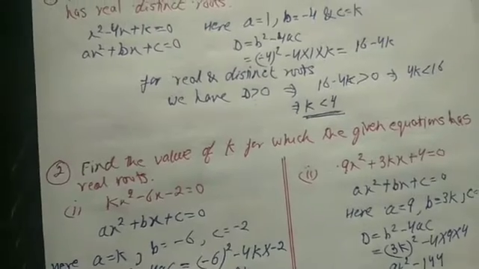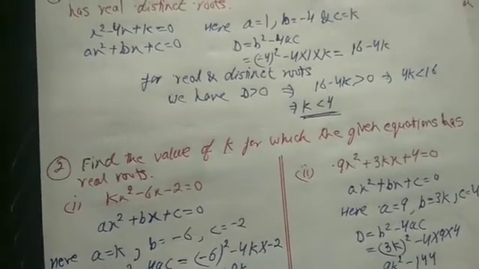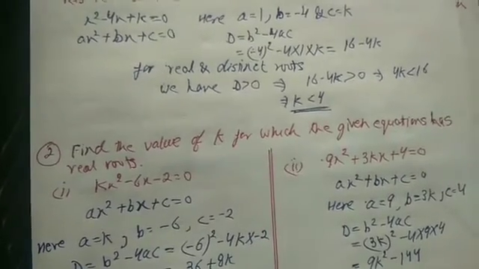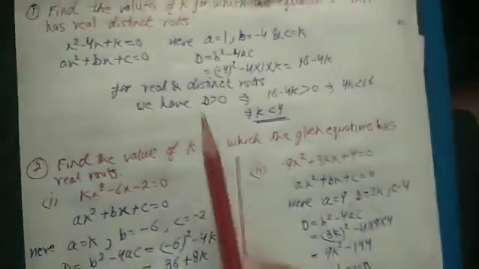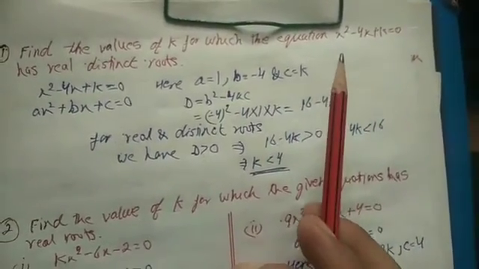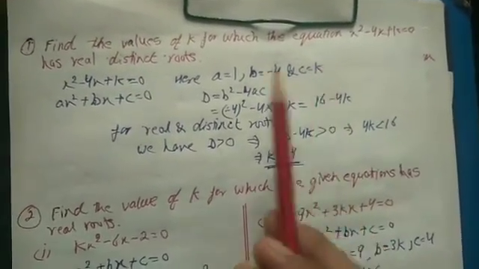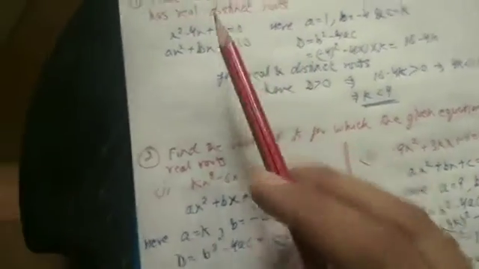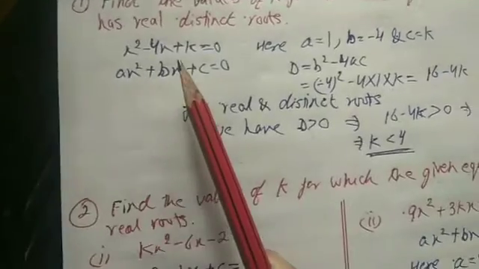Okay, so the third case we don't have in our syllabus, and we are not supposed to find the roots. So we have only the first and the second case. Looking at this question: find the value of k for which the equation x square minus 4x plus k is equal to 0 has real distinct roots.